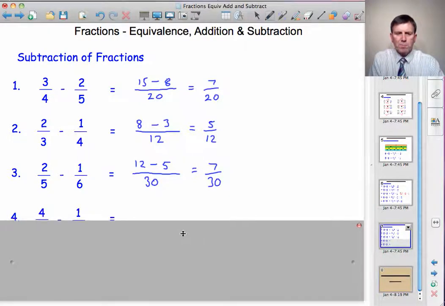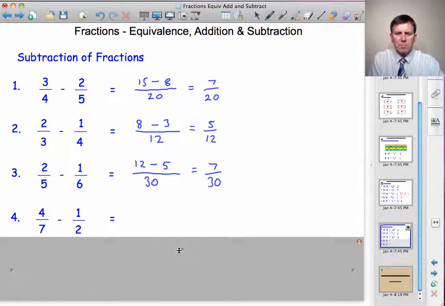Quickening up now. Number 4. Lowest common denominator for 7 and 2, 7 2s are 14. I've multiplied the 7 by 2 to get 14, do the same at the top, 4 2s are 8. Minus, I've multiplied the 2 by 7 to get 14, 1 7 is 7. So on the top I've got 8 take away 7, which is 1, so the answer is just 1/14.